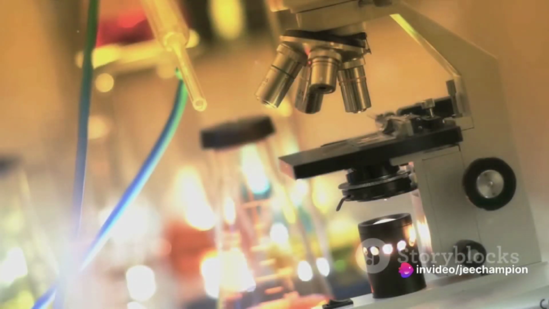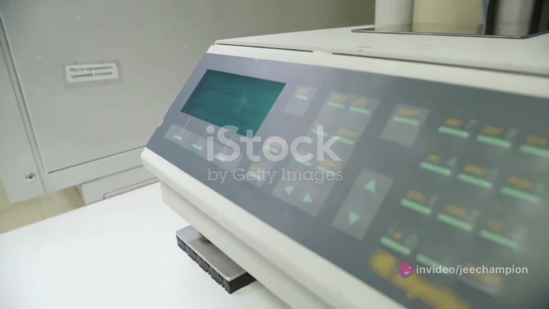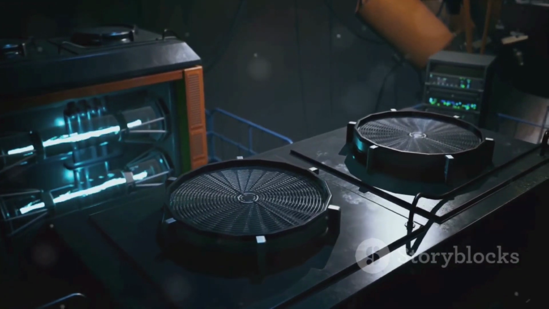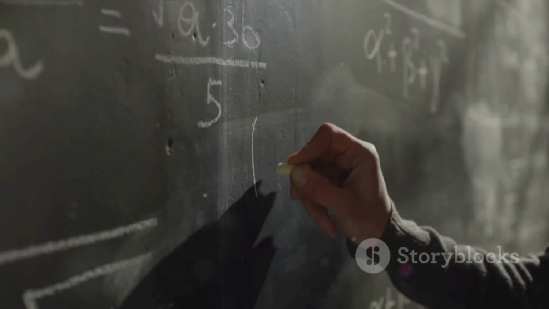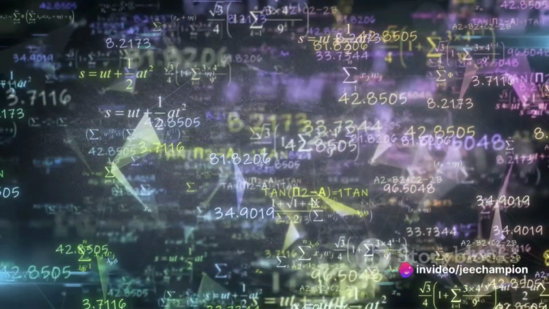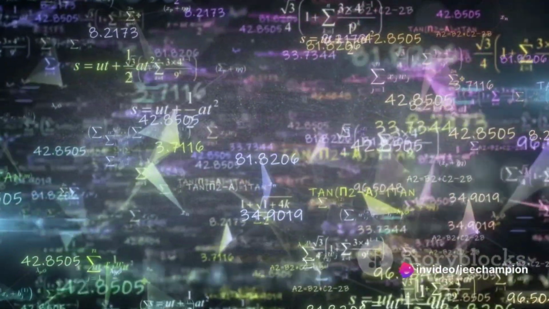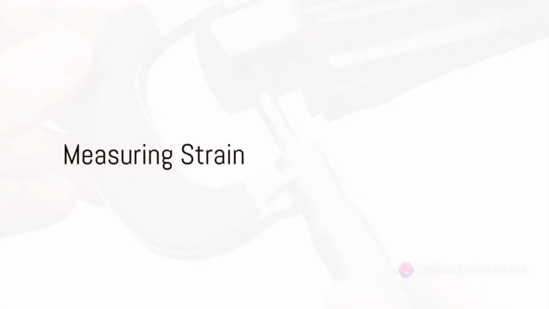Our experiment today will require a few things: a sample of the material we're testing, a ruler, a micrometer, and an instrument to apply force. The idea is to apply a known force to the material and measure the resulting deformation. This will allow us to calculate the stress, and remember, stress is simply the force applied divided by the area over which it's applied. Next, we measure the strain.